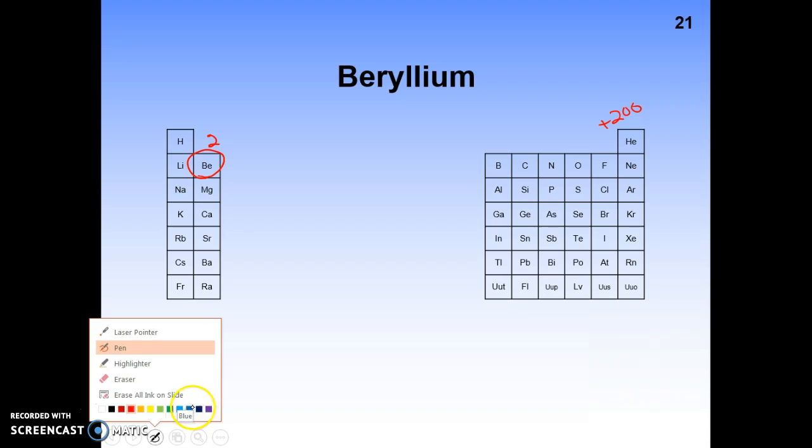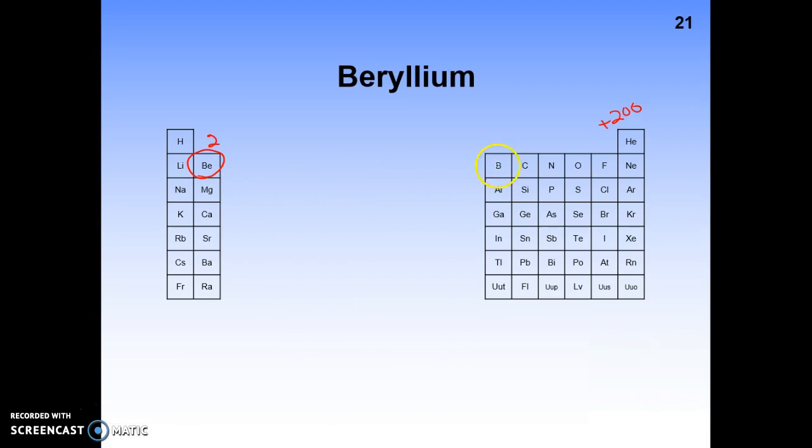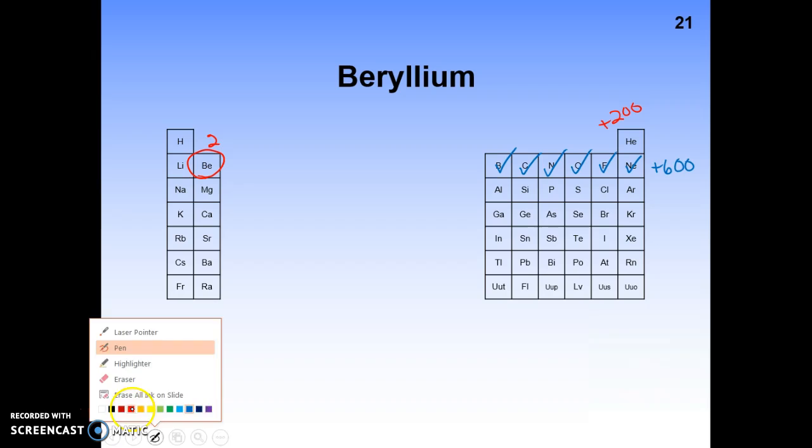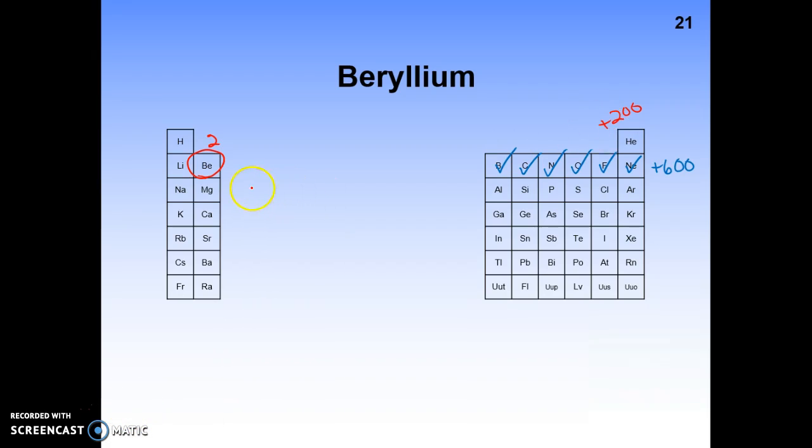Or it can gain 1, 2, 3, 4, 5, 6 for a cost of 600 energy bucks. So which choice does beryllium make? Beryllium makes the one that is the least expensive for it. The least expensive would be to lose 2. So it's going to lose 2 minus charges. That means beryllium is going to end up with a +2 charge. So beryllium, Be, is going to be +2.